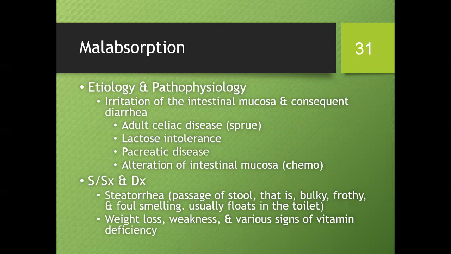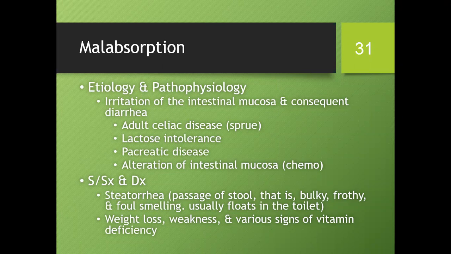Malabsorption, irritation of the intestinal mucosa, and consequent diarrhea. People that have celiac disease, lactose intolerance, pancreatic disease, or an alteration of the intestinal mucosa that's causing them not to be able to absorb their nutrients, like they're going through chemo and it's killing off the intestinal mucosa, are going to be at risk for this malabsorption. Steatorrhea, or a passage of stool that's bulky, frothy, foul smelling, and usually floats in the toilet. Steatorrhea is fatty stool.